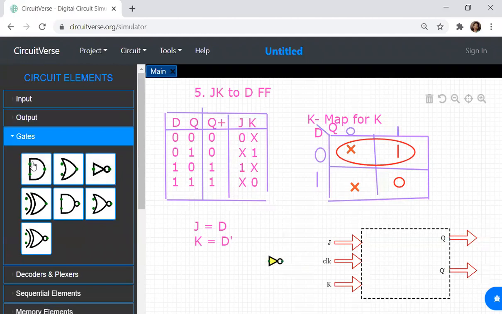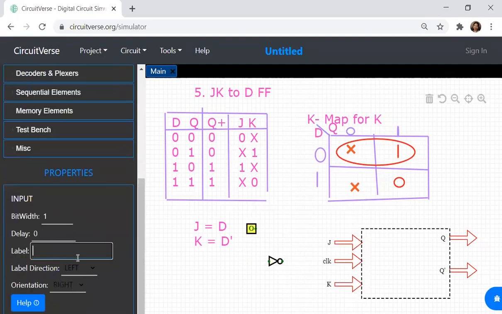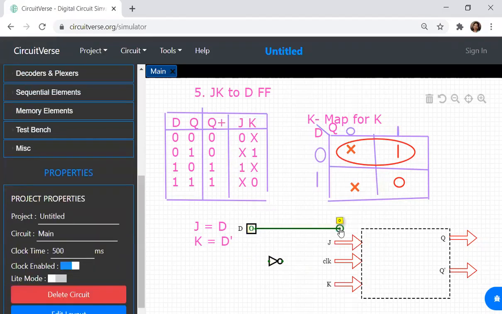So NOT gate, I have an input D. So this is my input D. Now what happens? D is given directly to J. If you can see the expression, J is equal to D. And what is K equal to? K is equal to D bar. So D I've given to the NOT gate, so I have a D bar. K is equal to D bar. So this is a conversion from JK to D flip-flop. The next conversion will be D to T flip-flop.